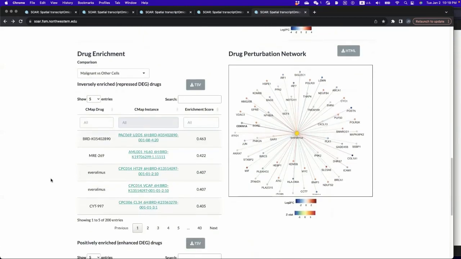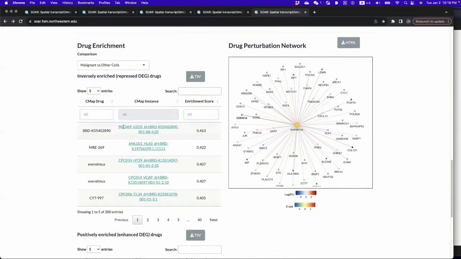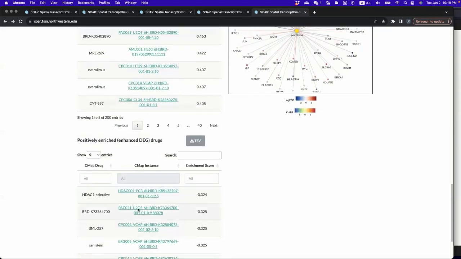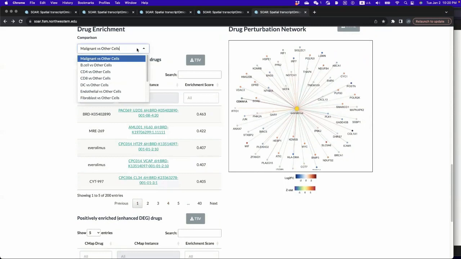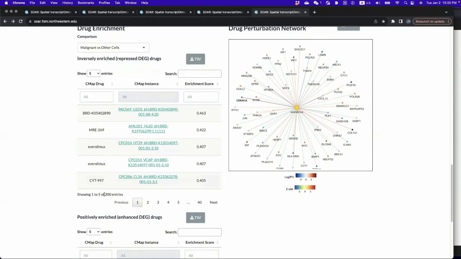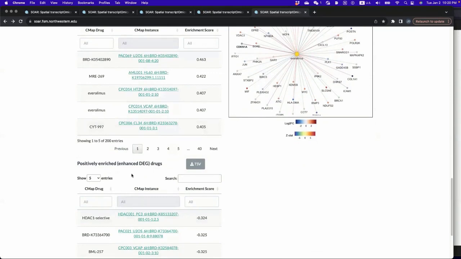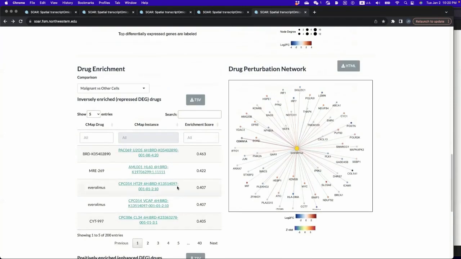On the bottom left panel, we can investigate the top and bottom 200 compounds in terms of enrichment scores on the cell type of interest, in this case filtered to be malignant cells. Alternatively, if we are interested in compounds that can promote the expression of differentially expressed genes in immune cells such as CD4 cells or B cells, we can then look at the list of positively enriched drugs instead, because these can enhance the differentially expressed genes of these immune cells.